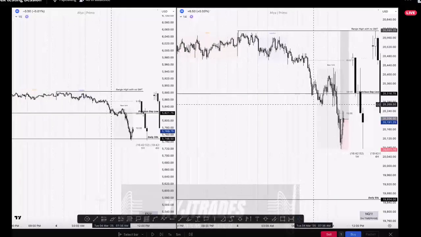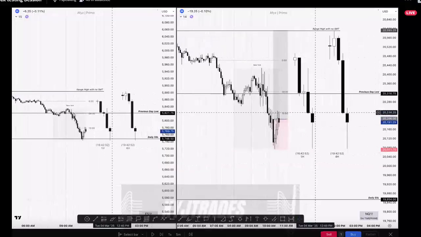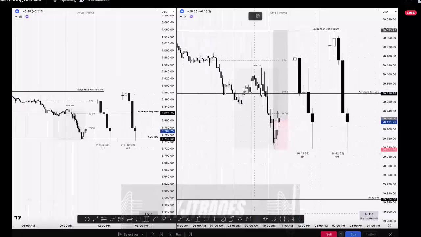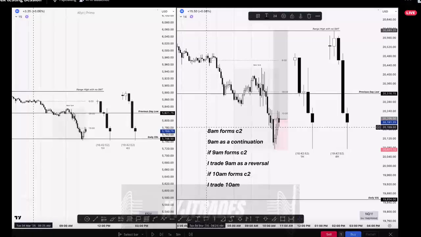And again, this is a delayed protraction. It fits all the elements of my model, and I'm trading that 10 a.m. candle 2 with all 3 criteria, right? What I'm looking for is a 9, if 8 a.m. forms C2, I'm looking to trade 9 a.m. as a continuation. If 9 a.m. forms C2, I trade 9 a.m. as a reversal. If 10 a.m. forms C2, I trade 10 a.m. as a reversal. So there's only a couple of options for my trading model, right?